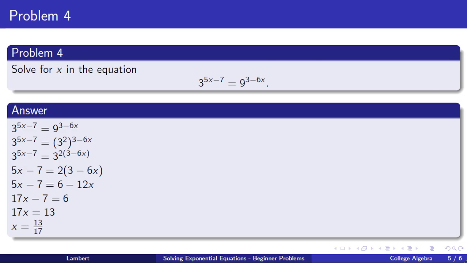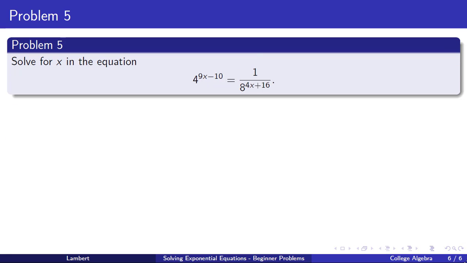Okay, last but certainly not least is problem 5. Solve for x in the equation 4 to the 9x minus 10 equals 1 over 8 to the 4x plus 16. This might seem kind of tricky, especially with a fraction, but notice our bases are 4 and 8. Now you can't raise 4 to some power and get 8 to some power, but when you start to think about it, both 4 and 8 are powers of 2, and that's what we'll try and play with here.